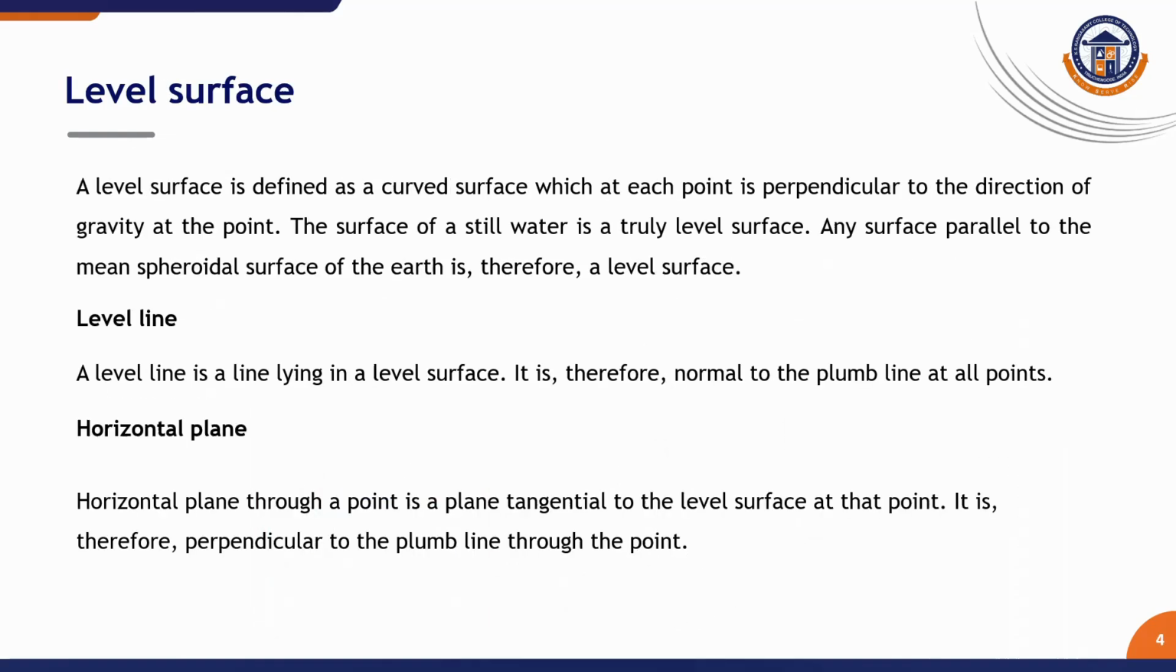To understand leveling, we must grasp some key definitions. A level surface is a curved surface that is at every point perpendicular to the direction of gravity. The surface of a still body of water is a perfect example. Any line lying on the surface is called a level line. A horizontal plane through a point, on the other hand, is a plane that is tangential to the level surface at that specific point. It is perpendicular to the plumb line at that location.